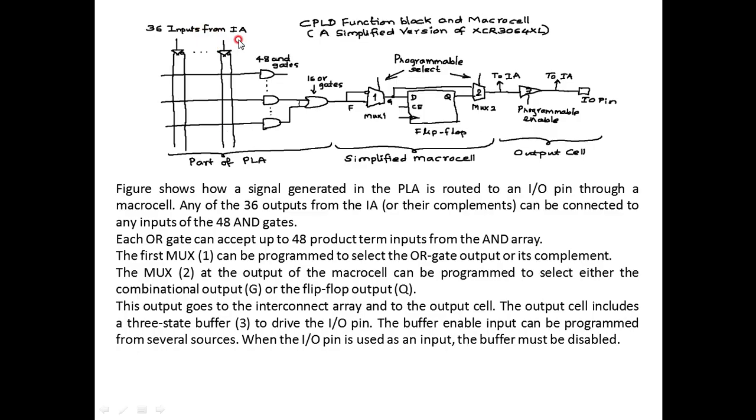So 36 inputs from the interconnect array. Each input will be available in direct and complemented versions. You can observe these are part of the AND array. Such 48 AND gates are part of one function block. In one function block there will be 48 AND gates, which means up to 48 sum of product terms can be implemented here. And how many OR gates are there? 16 OR gates.